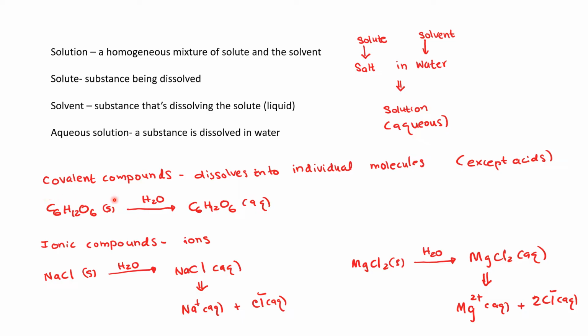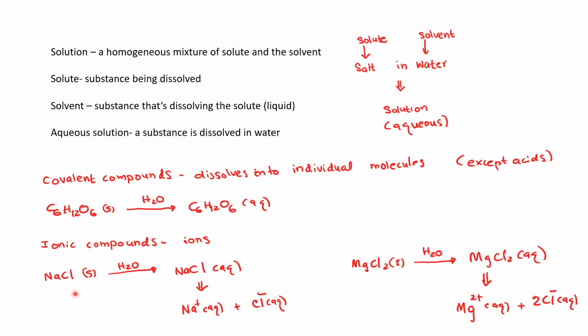Covalent compounds dissolve into individual molecules. So we have glucose here. When you dissolve it in water, we get individual molecules. However, ionic compounds dissociate into ions.